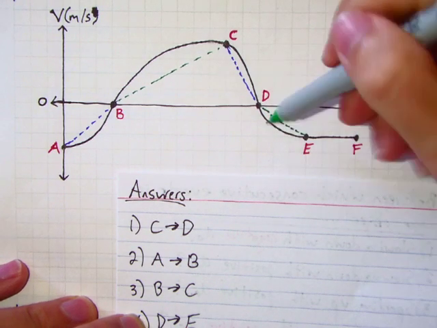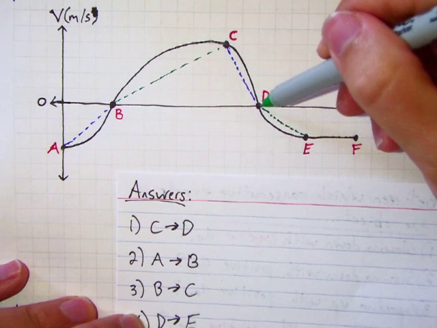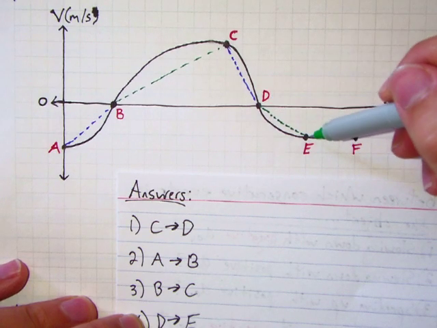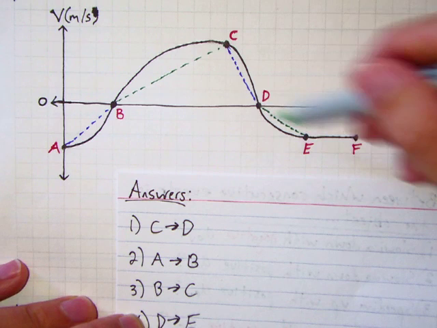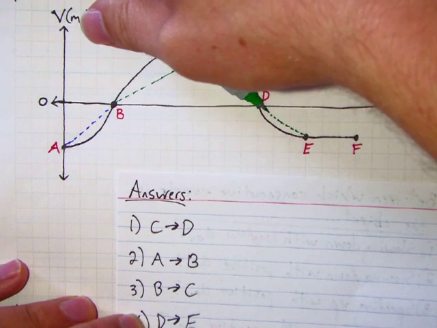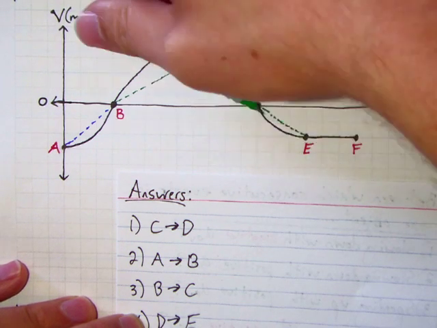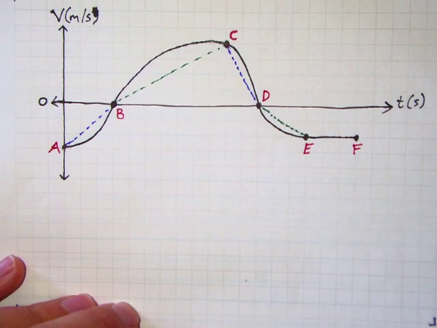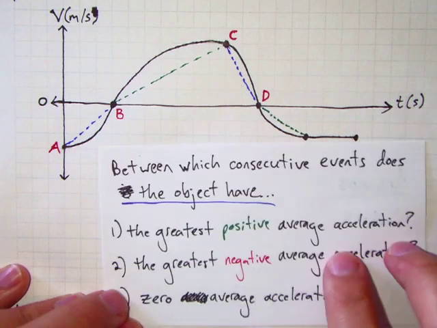Between events D and E, the object is also speeding up, going from 0 velocity, going from rest right here, to a larger negative velocity. So it's speeding up, moving away from 0, but with a negative acceleration. Its velocity is getting more negative between those two events. Okay, last set of questions.